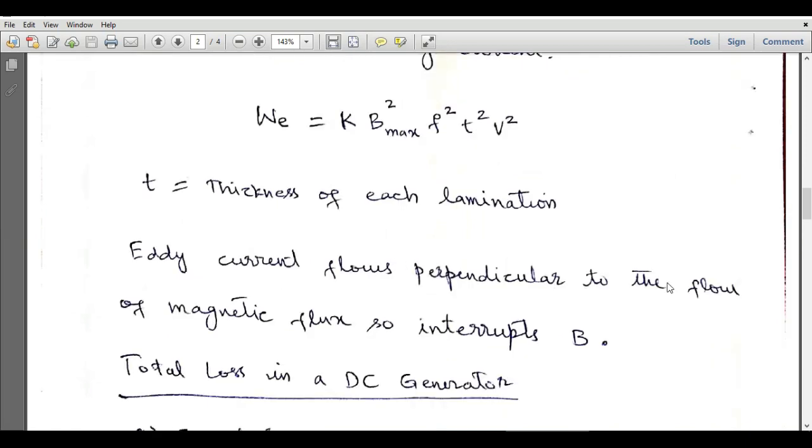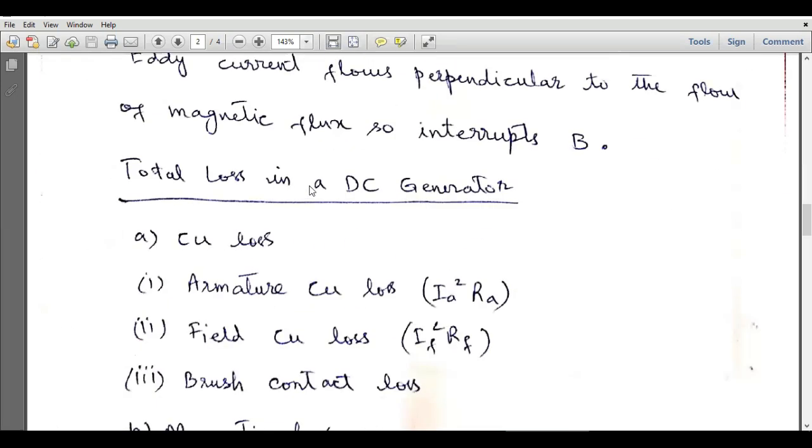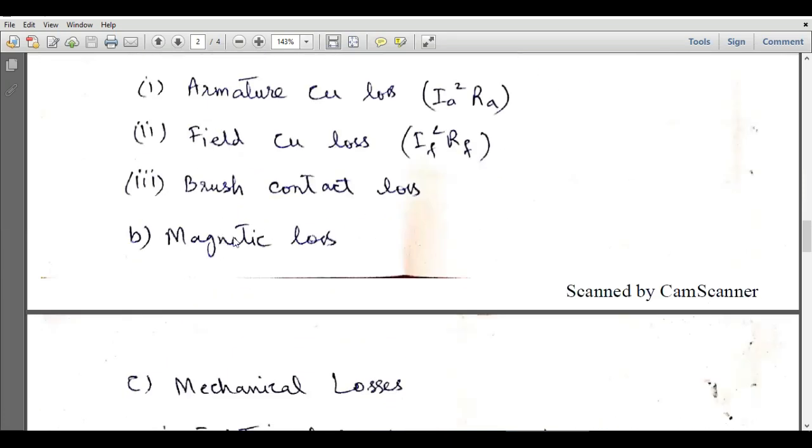Eddy current flows perpendicular to the flow of magnetic flux. So this current intercepts B. So that will cause distortion of the magnetic flux. And due to this distortion in the magnetic flux, less EMF will be induced across the DC generator. So we will get small electrical power at the output of the DC generator due to this eddy current loss. The eddy current loss should be minimum so that we get maximum induced EMF at the output terminals of the DC generator.